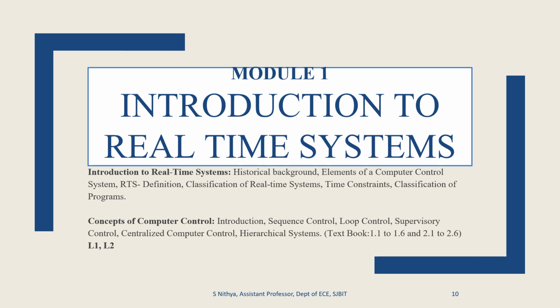In the introduction to real-time systems, we are going to talk about the historical background, elements of the computer control system, RTS definition, classifications of real-time systems, and time constraints and classifications of programs. All those things we are going to talk about. The second unit is the concept of computer control. Here we are going to talk about introduction, sequence control, loop control, supervisory control, centralized computer control, and hierarchical systems. These are the things we are going to talk about in this Module 1.